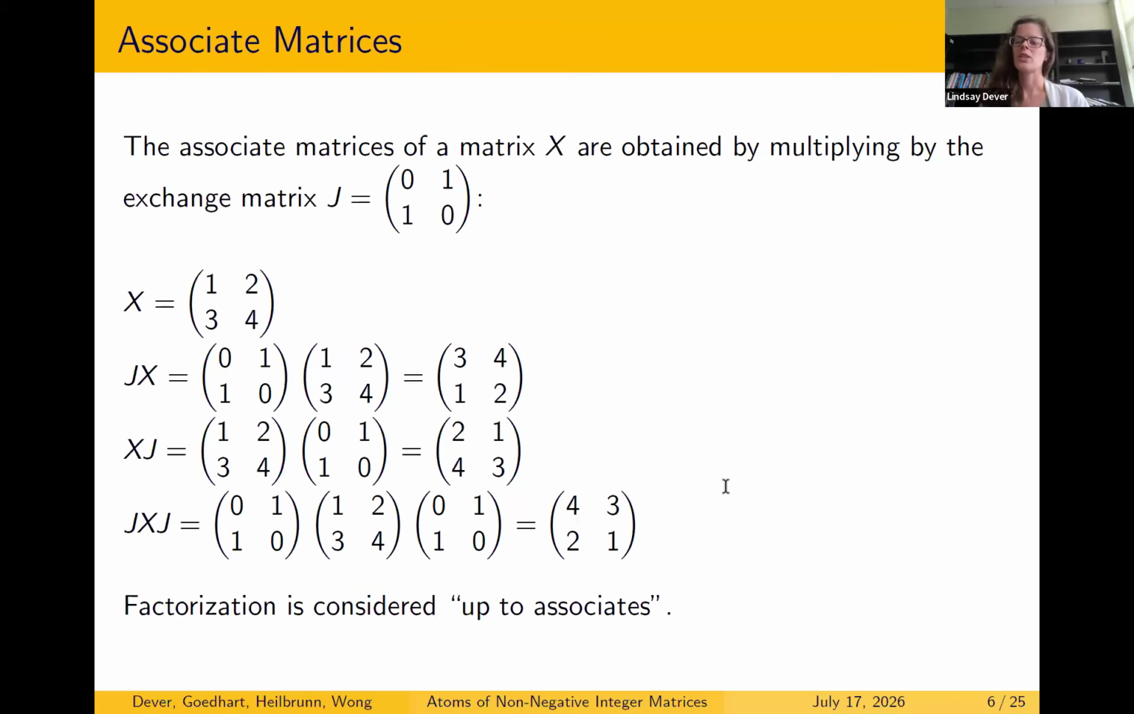Okay. So when you talk about factorization, you're always talking about things up to associates. So for example, if I take my matrix and I multiply on the left by J, that exchanges the rows. If I multiply on the right by J, it exchanges your columns. And if I multiply on both sides, it exchanges both. So we think of factorization as up to associates, so we don't really think of these as different factorizations.